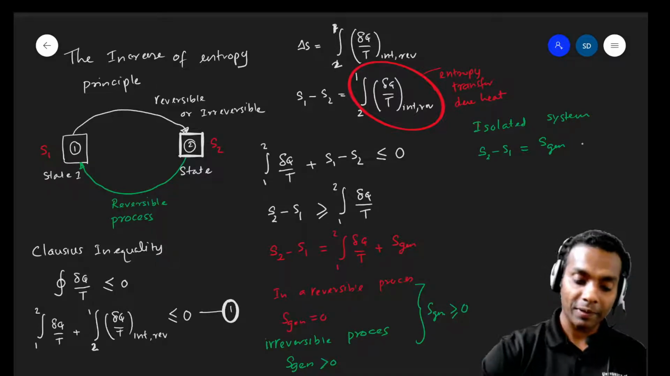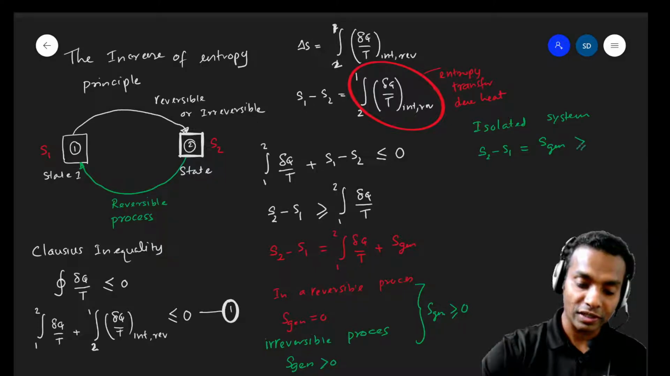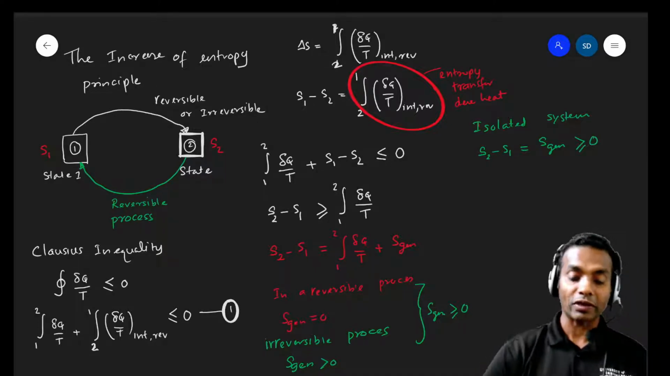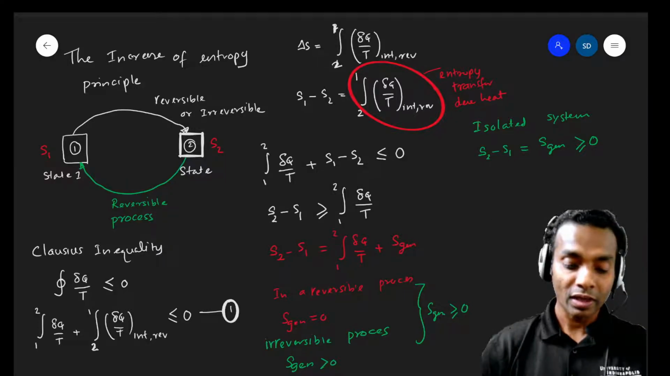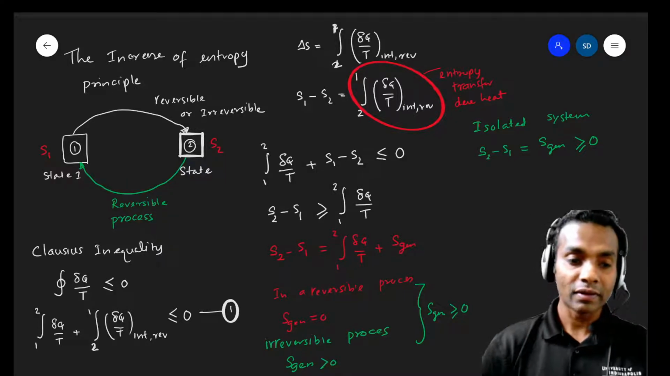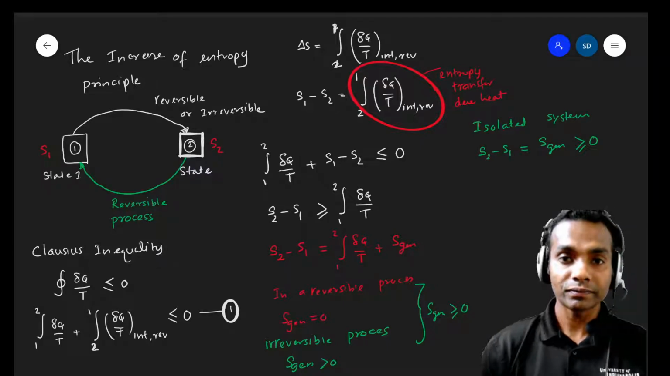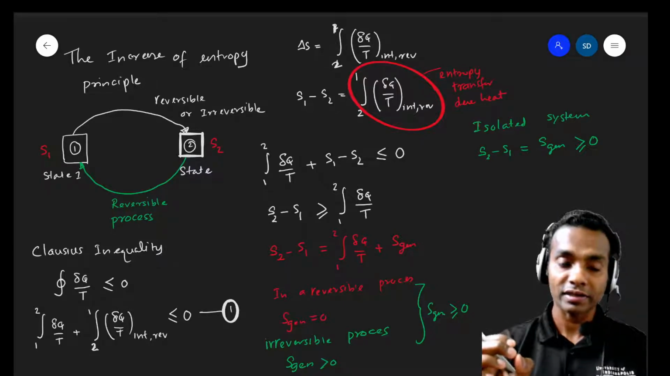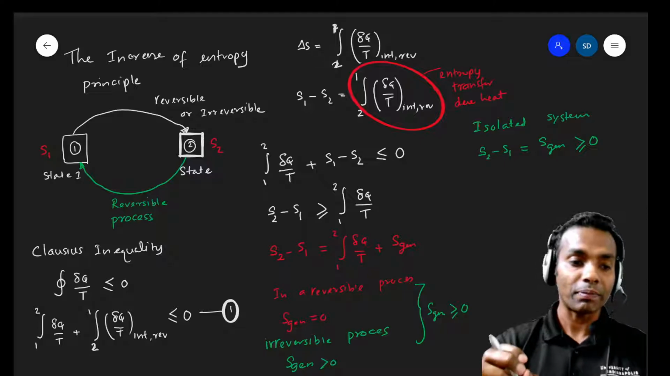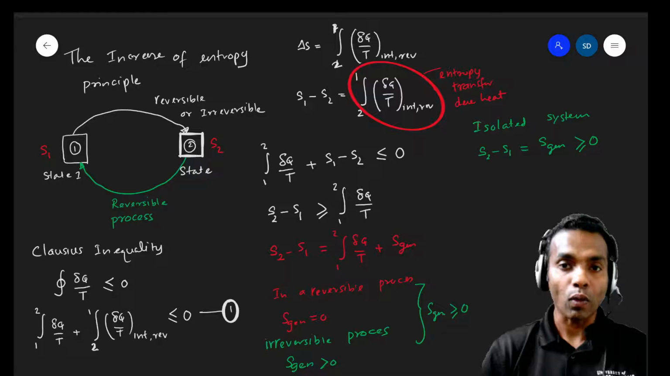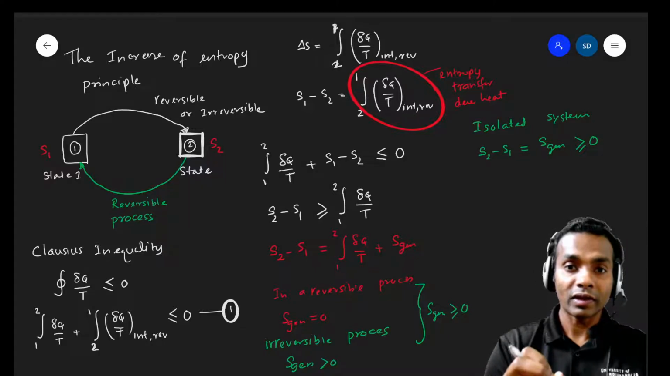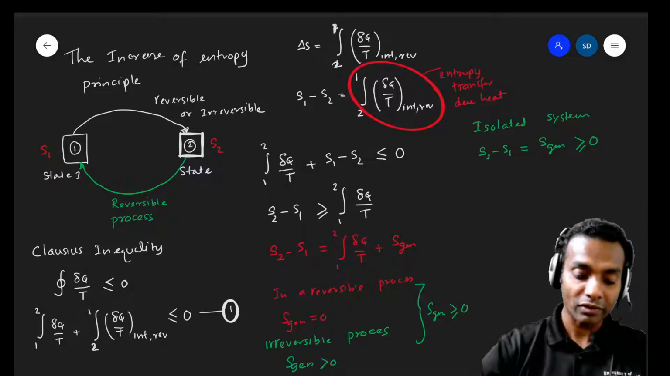Now here what happened is, for an isolated system, S gen is always greater than or equal to 0, or entropy change is also always greater than or equal to 0. Now what we can say is, for an isolated system, entropy of an isolated system during a process always increases, or in the limiting case it will remain constant during a reversible process.